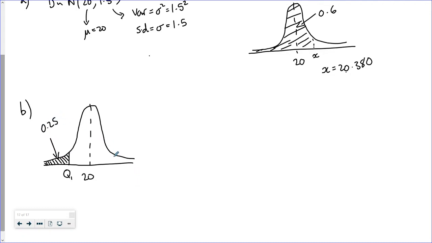And similarly, for our upper quartile, Q3, the probability of being to the right of it is 0.25. Because our upper quartile is 3/4 of the way, 75% of the way from the left. So that's equivalent to saying to the right, it's 25% probability. And if you were asked for the median or the middle quartile, this would be the median because it's 50% of the way through the distribution.